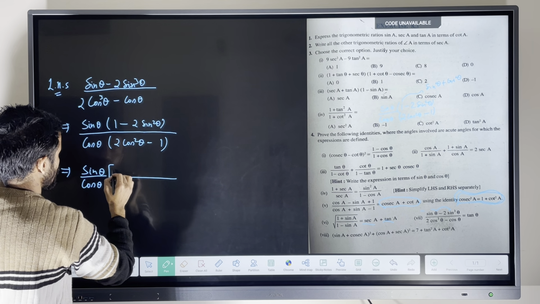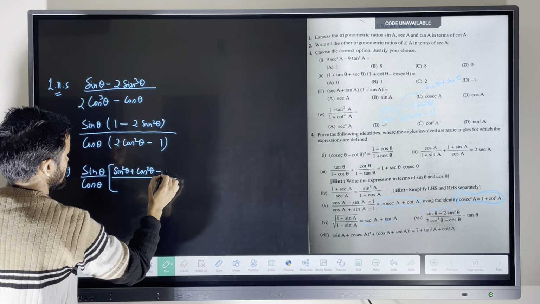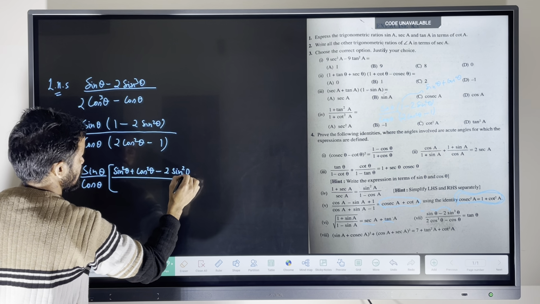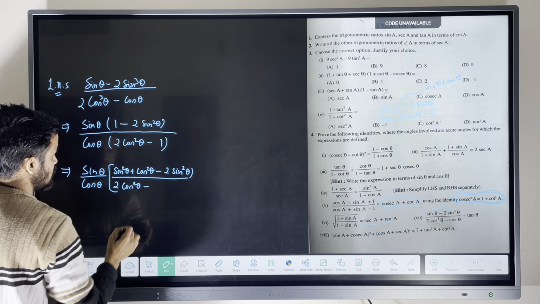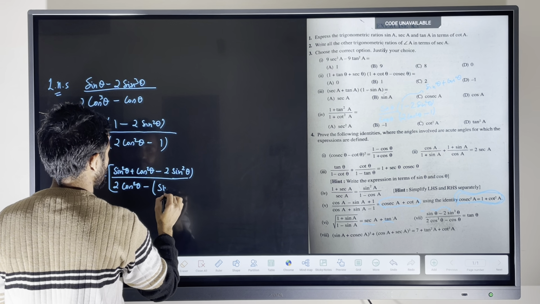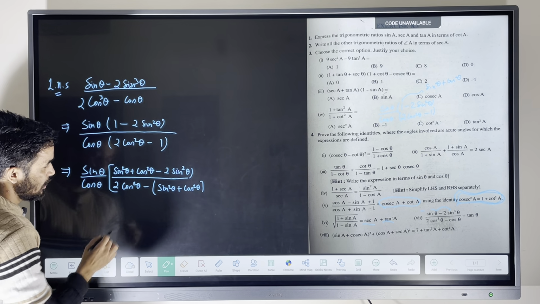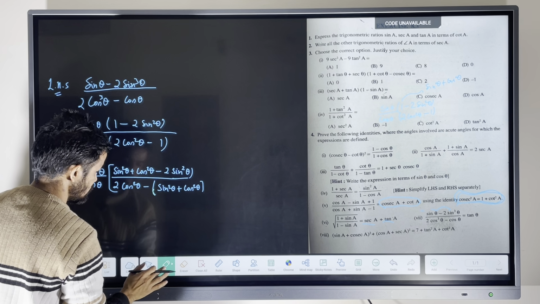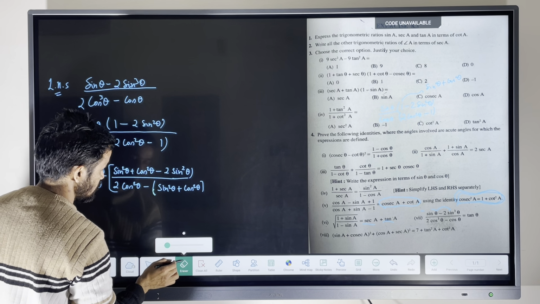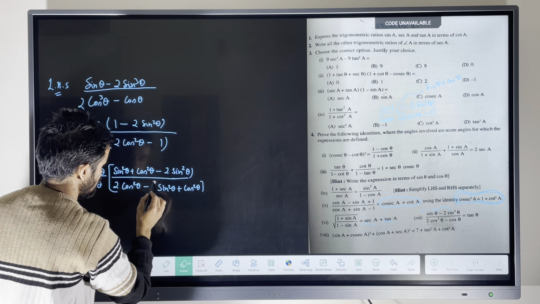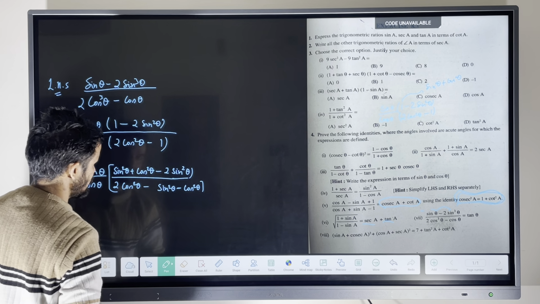Now here we have 1. In place of 1 I can write sin square theta plus cos square theta minus 2 sin square theta, and here we have 2 cos square theta minus, now we will place sin square theta plus cos square theta in the bracket. Now if we open the bracket, that minus will change, and here we will have a negative sign for both.